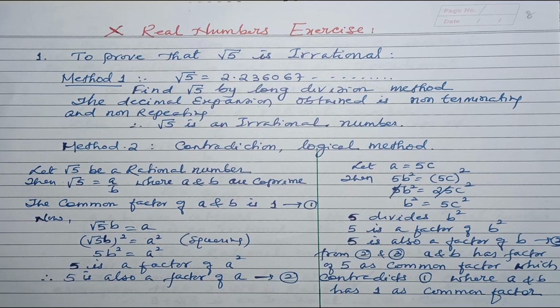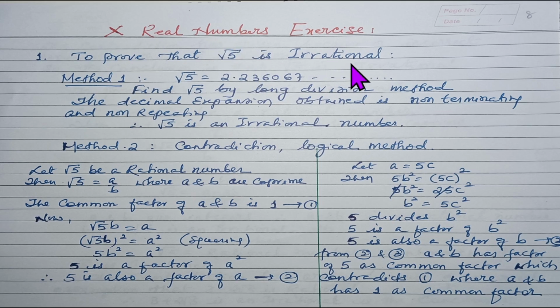Welcome to MRL. In this learning session, we will learn the solutions of the examples of the second exercises of the 10th CBSE real numbers chapter, that is the first chapter of 10th CBSE. Now the first question asked here is to prove that root 5 is irrational. That means we are given root 5, we have to prove that it is an irrational number.